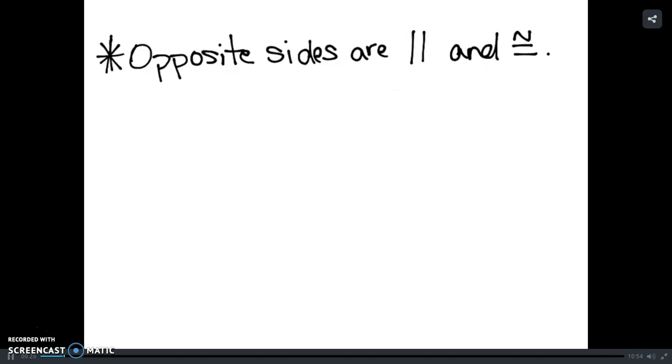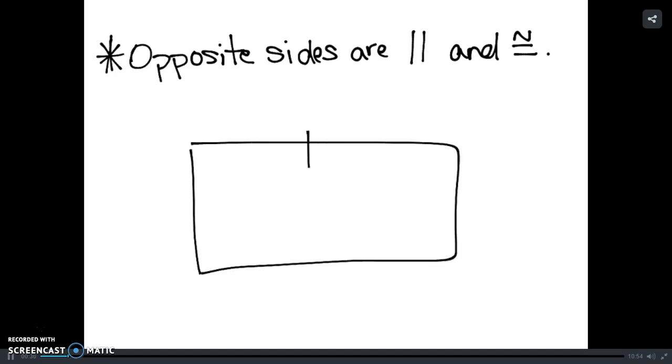All right. Next property, the opposite sides of a rectangle are parallel and congruent. Remember that we mark parallel with the little arrows, and we mark congruency with the tick marks. Same number of arrows means that those lines are parallel. Same number of tick marks means that they are congruent.